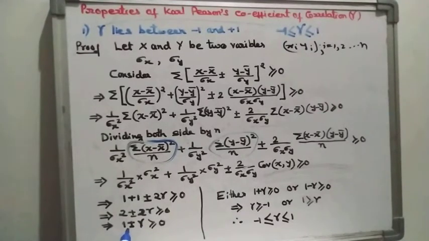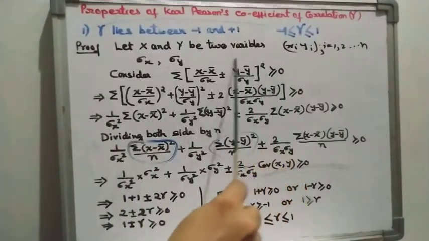So, either the plus part, that means 1 plus rho is greater than or equal to 0, or 1 minus rho is greater than or equal to 0. It implies that from here we get rho is greater than or equal to minus 1, or if you take rho that side, 1 is greater than or equal to rho. So, from these two we know that rho lies between minus 1 to 1. Hence the proof.